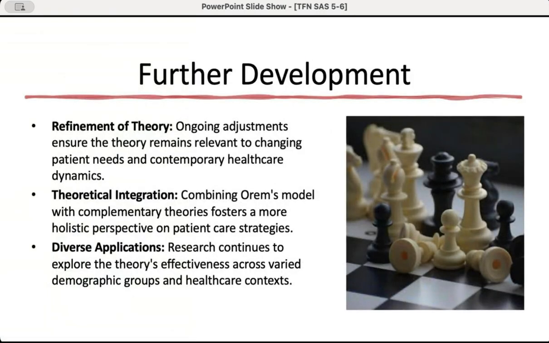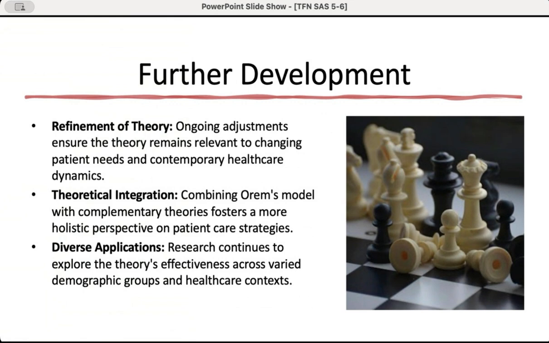environments. So for further development and ongoing adjustment, ensure the theory remains relevant to changing patient needs and contemporary healthcare dynamics. And we also have to consider combining Orem's model with complementary theories, fostering a more holistic perspective on patient care strategies, and to continue with research as we explore the theory's effectiveness across varied demographic groups and healthcare contexts. So not just in the hospital setting, but we also have to consider other fields of nursing, such as in the community. We also have psychiatry, maternal.